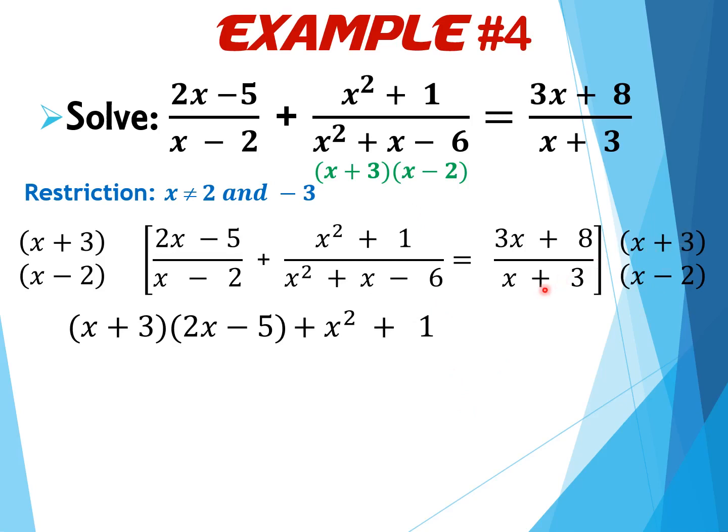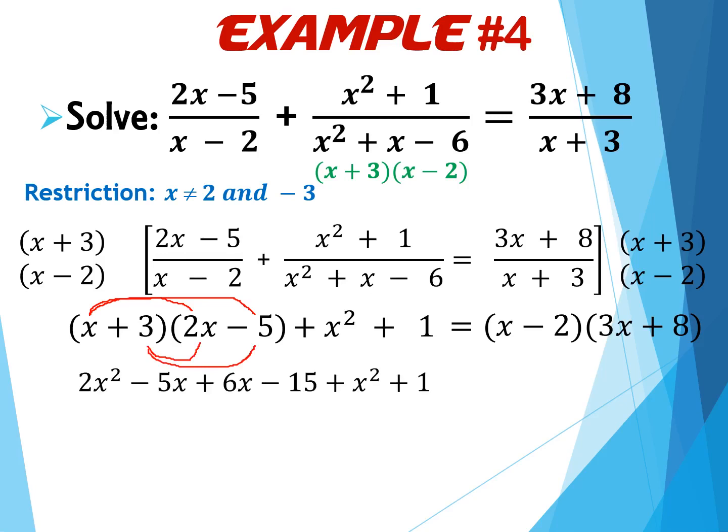And then here, on the other side, we will cancel out x plus 3, that will be equal to 1. So remaining is x minus 2 multiplied by 3x plus 8. And then we simplify this by distributive property or multiplying two binomials. So we'll have x times 2x is 2x squared, and then x times negative 5 is negative 5x, and then this one is positive 6x, and then this will be negative 50. So that will be our answer. And then bring this down, that will be x squared plus 1.